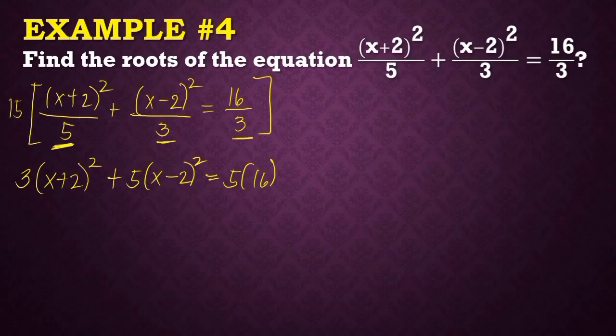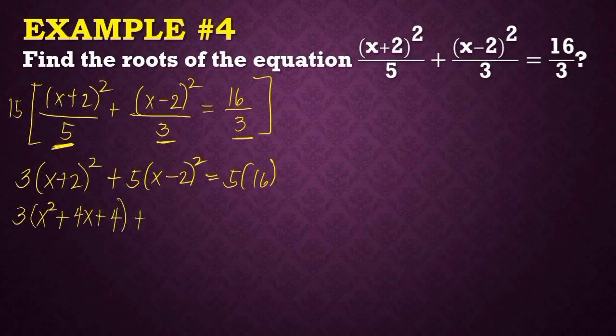Next, 3 times, ito, kailangan nating i-square yung x plus 2. So, square the first term, that is x squared. And then twice the product of x and 2, that is x times 2, 2x times 2, 4x. And then square the last term, 4.